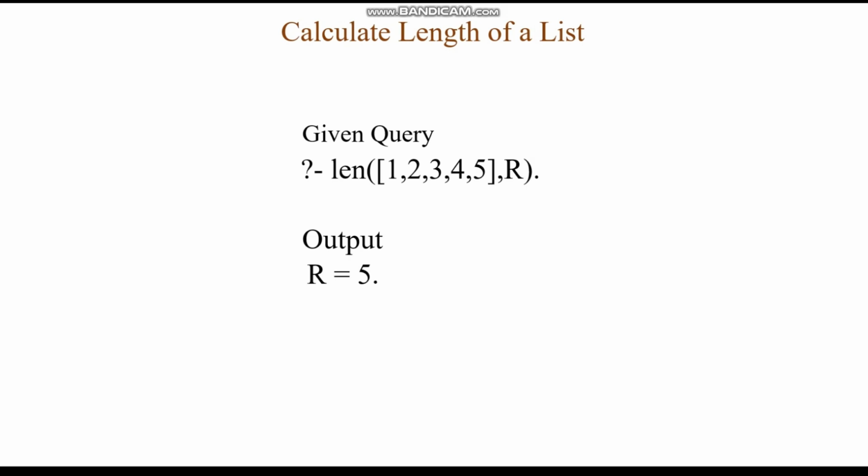There are two parameters. The first parameter is used for the list that I am going to provide as an input to the predicate, and the second parameter of the predicate len is R, where the output will be calculated. As we can see in the sample output, the list given inside is 1 2 3 4 5, and the length is R equals 5.